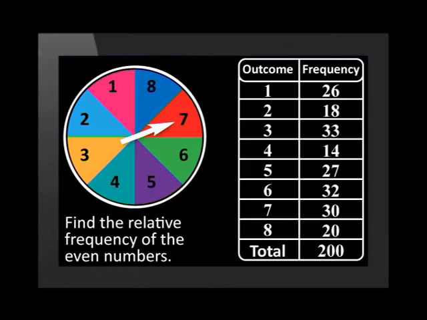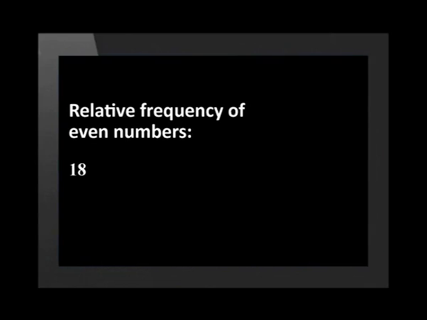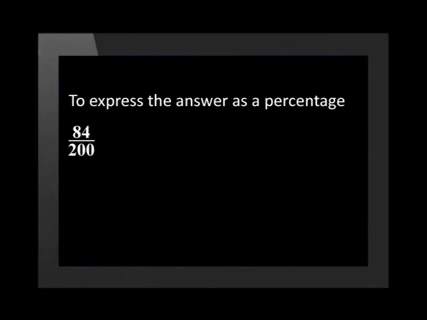See if you can find the relative frequency of even numbers by yourself. Even numbers on the spinner are 2, 4, 6, and 8. The number of desired outcomes will be 18 for 2, 14 for 4, 32 for 6, and 20 for 8. The total is 84. Therefore, the relative frequency for the even numbers is 84 over 200. Let's use this to revise how to convert a fraction to a percentage. To express the answer as a percentage, we divide 84 by 200 and multiply by 100. This gives us 42%.